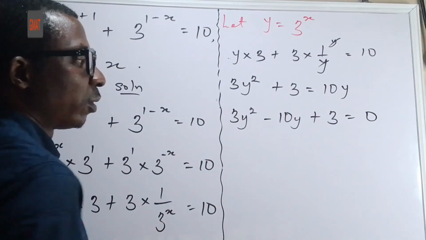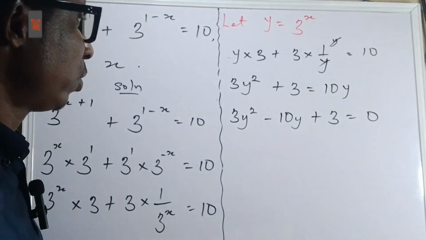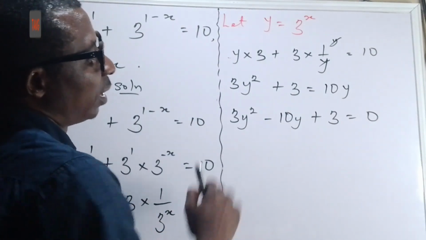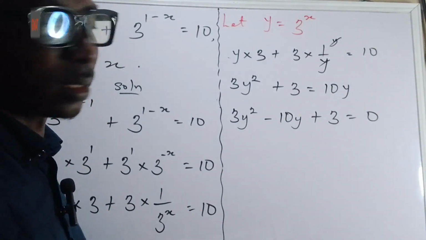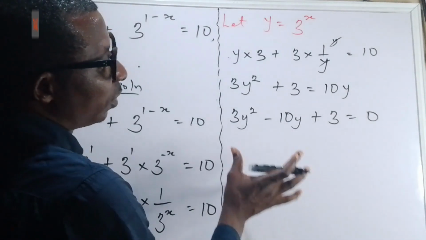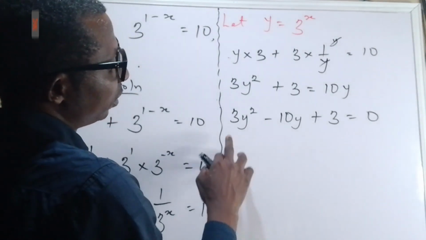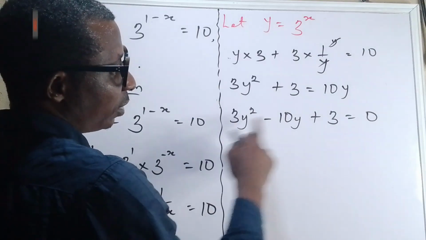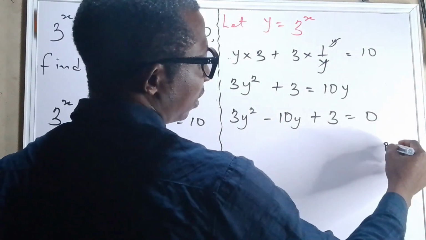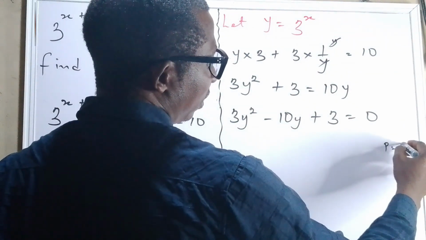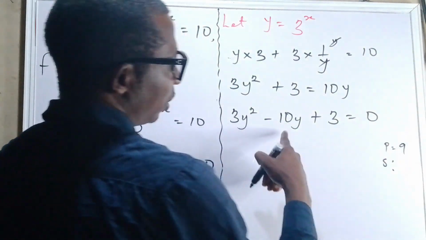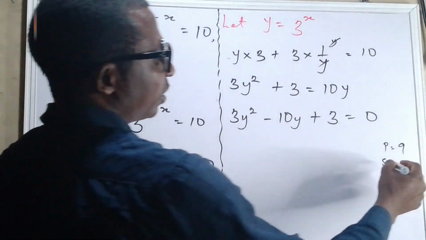Now this is a quadratic equation, so we are going to solve. What we want to do now is split this minus 10y into two parts. The method is you look for the sum and product. Now the product is the coefficient of y squared here, which is 3, you multiply with this constant, that is 3. Product is 9, 3 times 3 is 9. While the sum is the coefficient of y, that's minus 10.